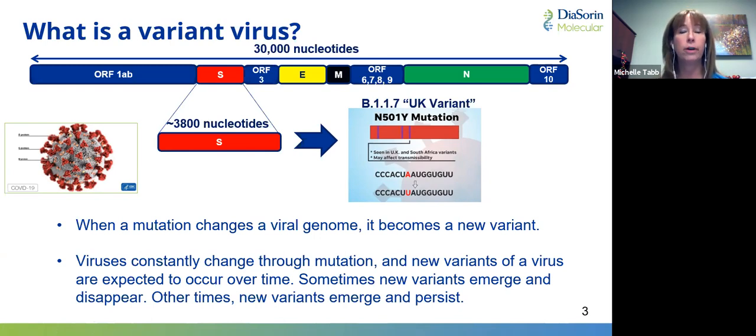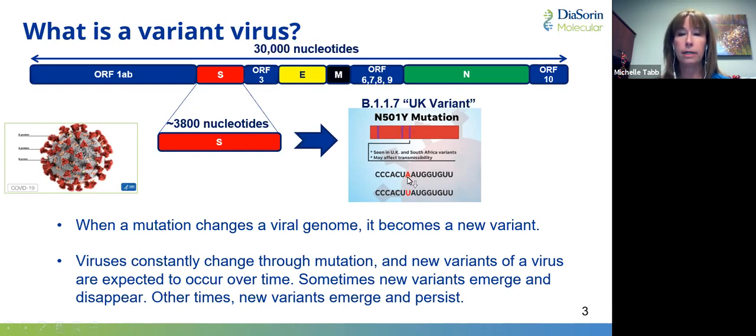So here, in terms of what a variant virus is, we're looking at SARS-CoV-2, we're looking now at the spike gene, which is about 3,800 nucleotides of this 30,000 nucleotide viral genome. And if there's a change in one of the critical nucleotides in that S gene, it leads to a mutation. In this case, if you follow the blue arrow, I'm showing what happens in the case of what you've heard about in the news, the UK variant, the B117 variant, which has a mutation which changes an asparagine amino acid to a tyrosine amino acid.